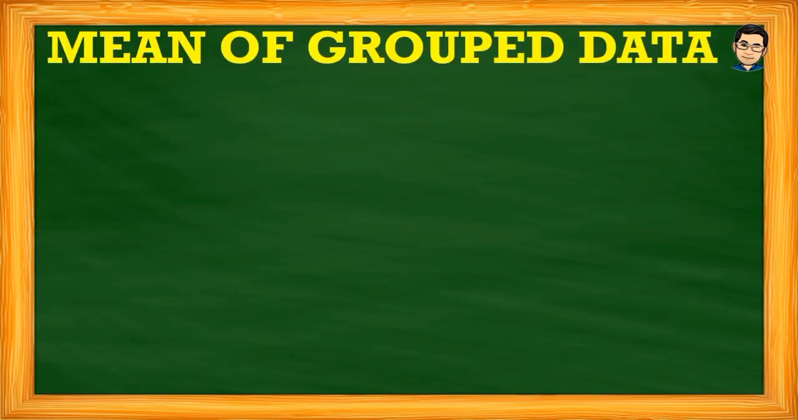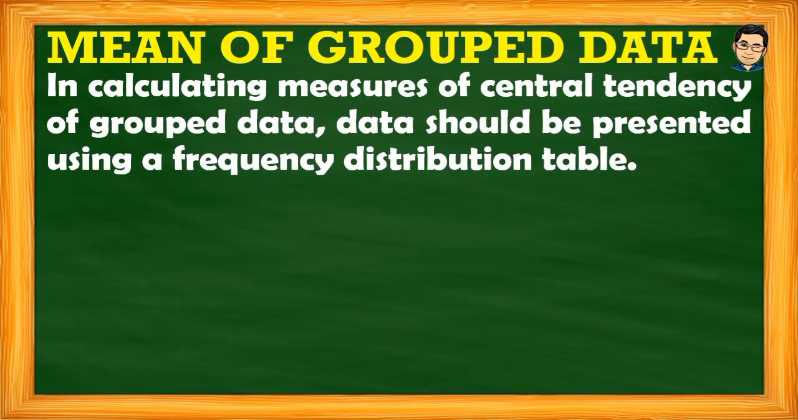Let's have the mean of grouped data. In calculating measures of central tendency of grouped data, data should be presented using a frequency distribution table. Since we're talking about grouped data na, hindi na ungrouped, malalaking mga data na ang pinag-uusapan natin dito. Maraming frequency na, like for example, 100 items, 100 scores. Kapag ganon, kailangan natin i-present sila using a frequency distribution table para mas well-presented and well-organized.